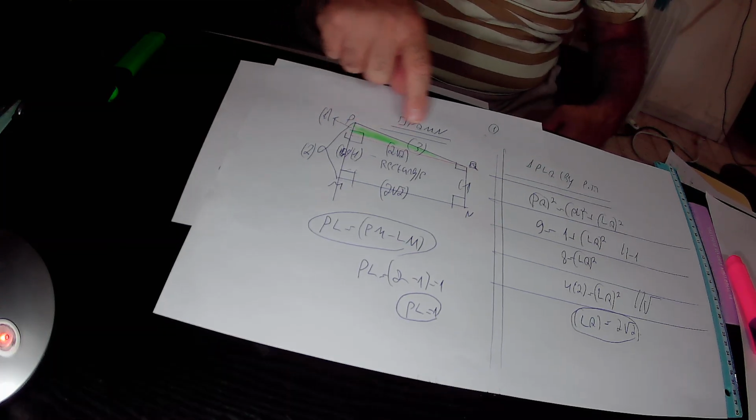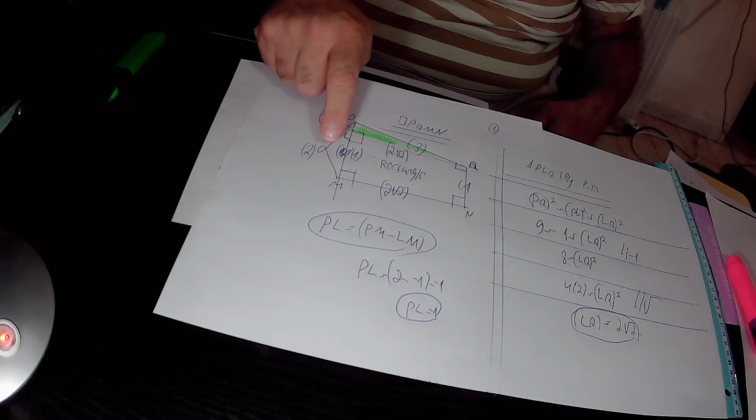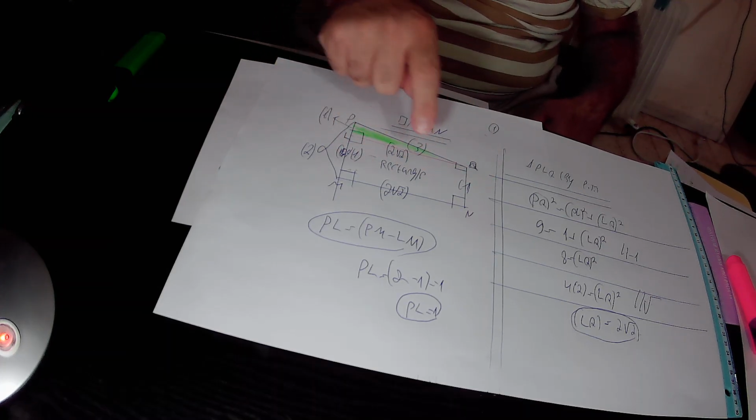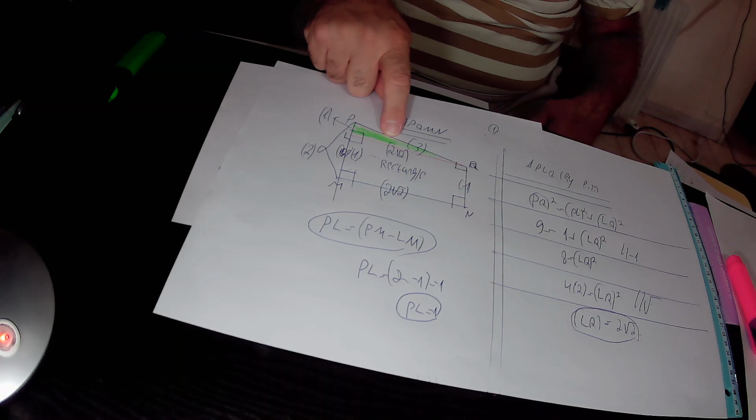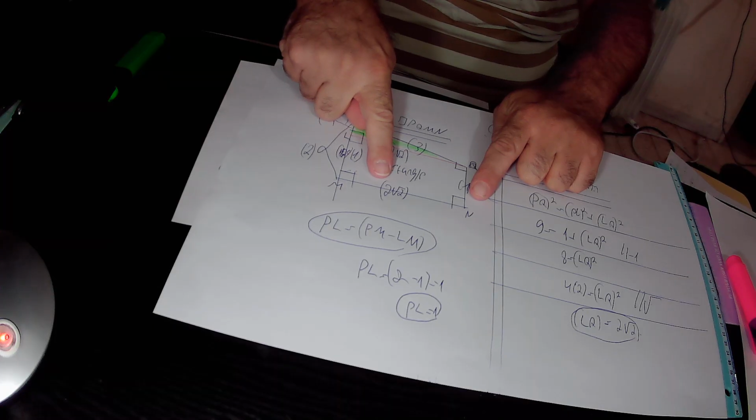In this rectangle LQNM, the opposite sides are equal to each other. That is to say, side LQ equals the opposite side MN. But LQ equals 2 times the square root of 2, therefore the opposite side MN must also be equal to 2 times the square root of 2 units.